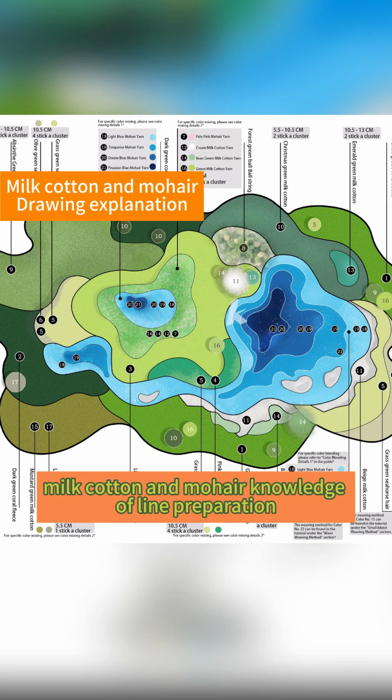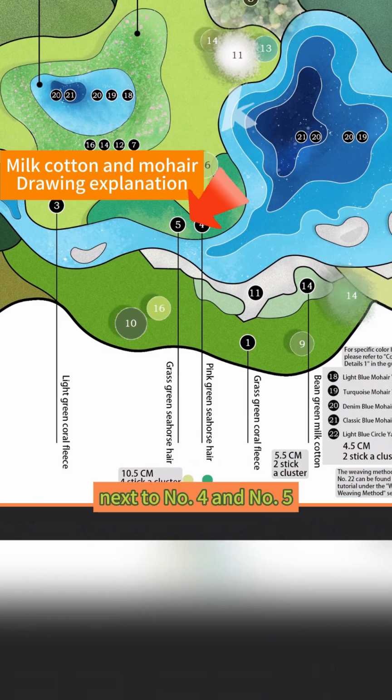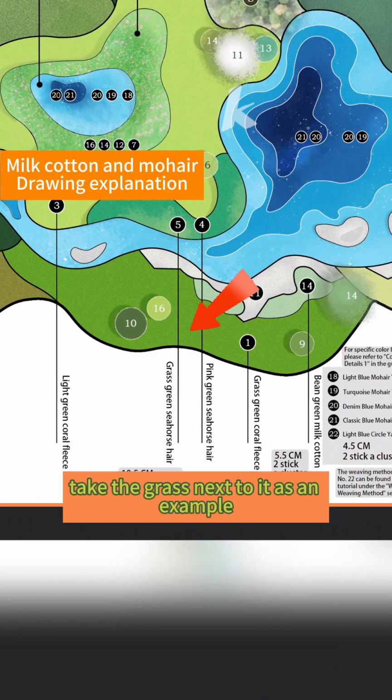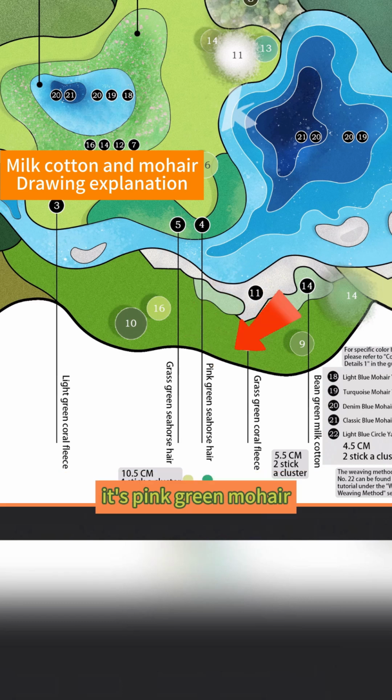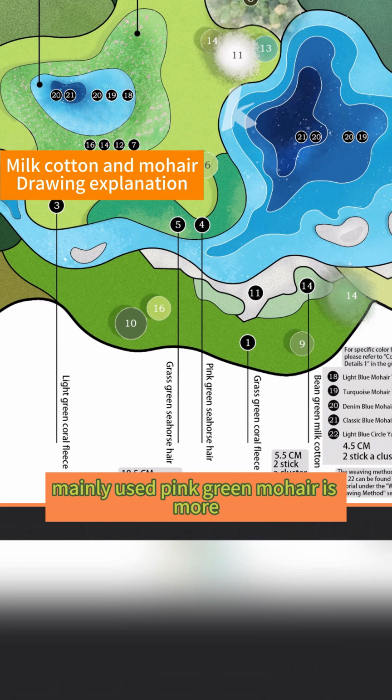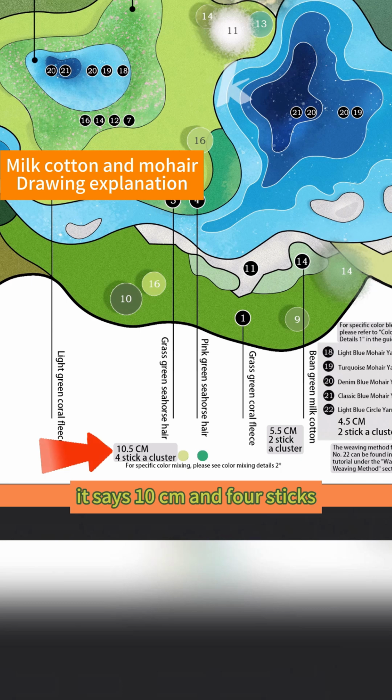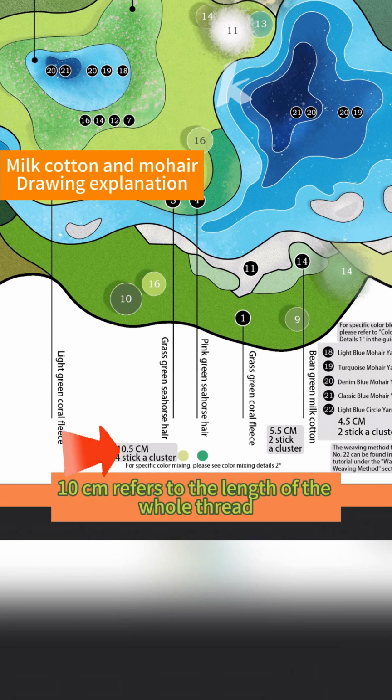Knowledge of line preparation. Next to number 4 and number 5, take the grass next to it as an example. It's pink green mohair and grass green mohair, mainly used. Pink green mohair is more. It says 10 centimeters, for sticks, and 1 thickness. 10 centimeters refers to the length of the whole thread.